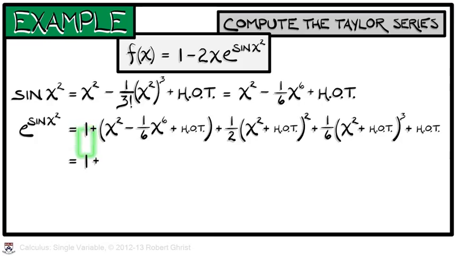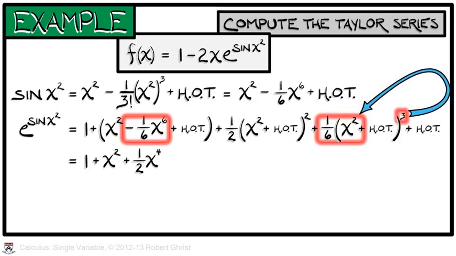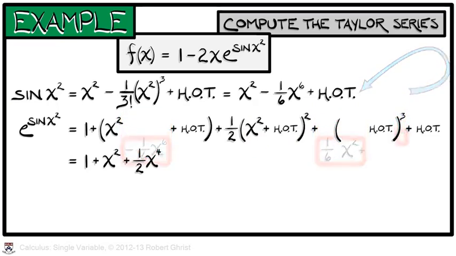The constant term is 1. There's only one quadratic term, namely x squared. Are there any fourth order terms? Well, yes, there is: 1/2 times x to the 4th. In the 6th degree terms, there are 2 of them, but notice that the coefficients balance each other out, and so the coefficient of the 6th order term is 0. We are left with a Taylor series of 1 plus x squared plus x to the 4th over 2 plus higher order terms.